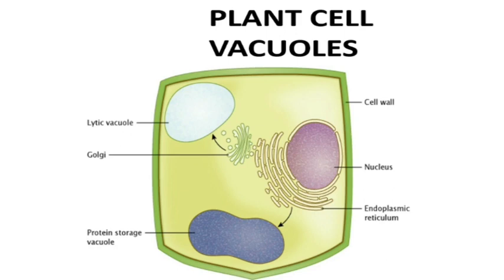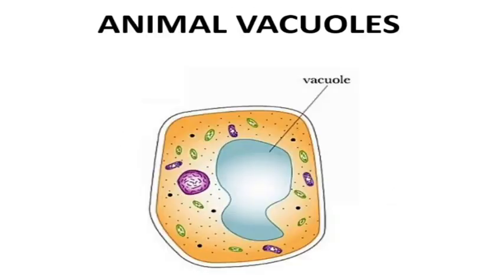This is the plant vacuole. It is larger in size. This is the animal vacuole. It is smaller in size. In the animal cell, the vacuoles are smaller in size. The vacuoles store food, water and chemicals. So they are called storage tankers for the cell.